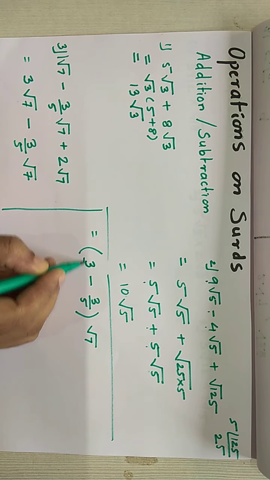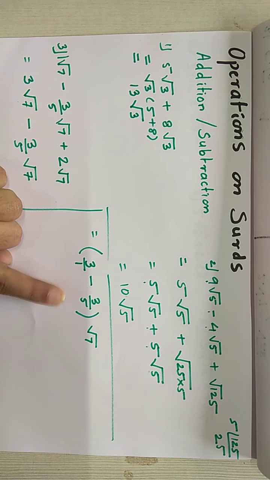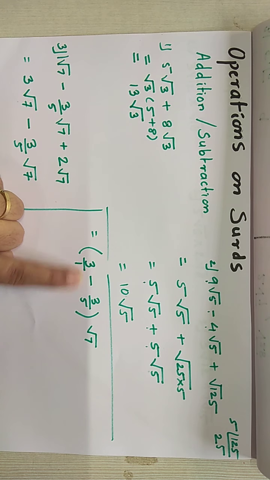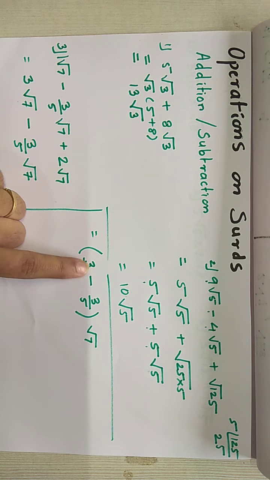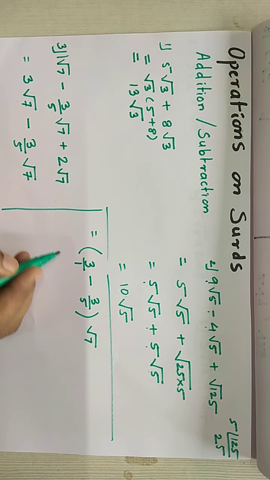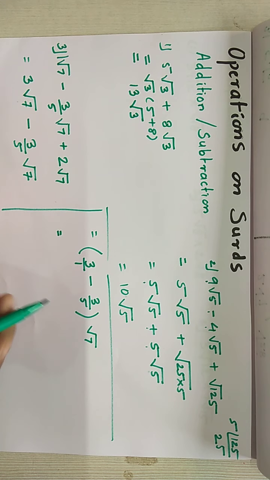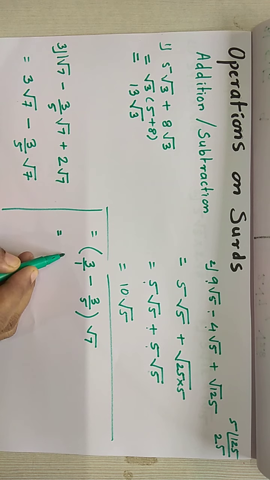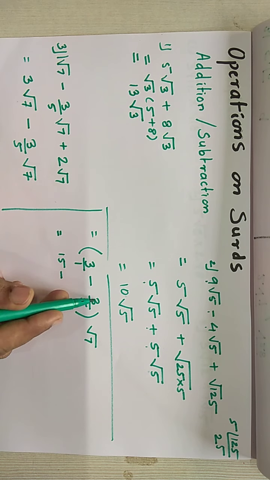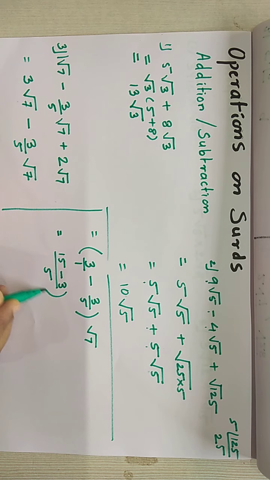Now we know that fractions can be added or subtracted only when their denominators are same. So here the denominator of 3 is 1 and here the denominator is 5. So we cannot subtract them. Either we'll have to make the denominator same, and we know the method of making the denominator same is by cross multiplication or the LCM method. Let's do cross multiplication here. 5 3s are 15 minus 1 3s are 3 upon 1 5s are 5.